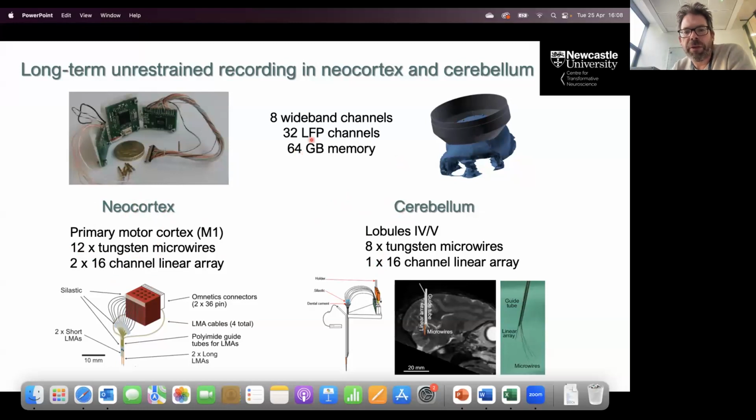And like I say, all the data from 24 hours of recording gets stored to a flash memory card in the implant, and we can then take that out the next day, change the battery, and do continuous recordings of the same cells. We can typically record cells in the cerebellum. They're less stable than the neocortex, but we can typically record the same cell for a couple of days.